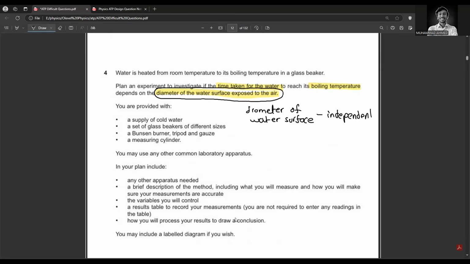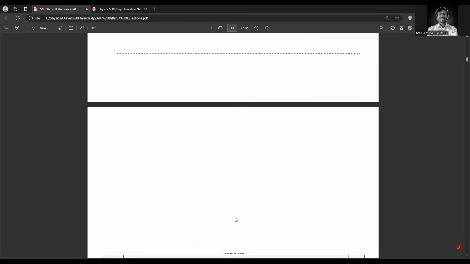Anything that you can vary easily in an experiment is your independent variable. Time taken for the water to reach its boiling point will be your dependent variable. Simple as that. If you change the diameter of the water surface, the time taken to reach the boiling point will change. One is independent, the other is dependent. Nothing complicated here. Now, let's see another example.